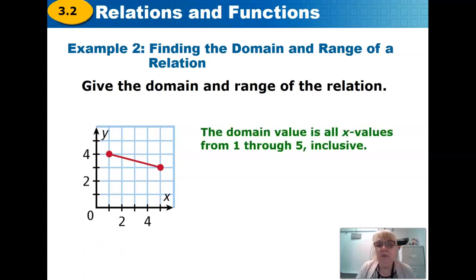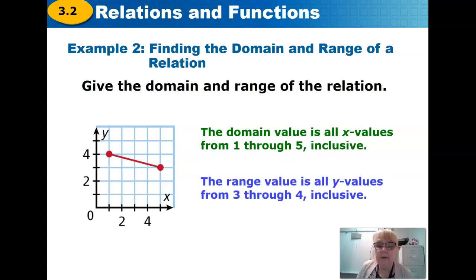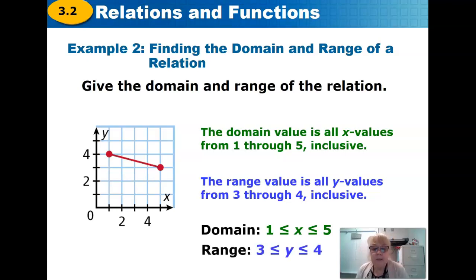Okay, so the domain value, in words, is all x values from 1 through 5 inclusive, meaning including the endpoints. The range value is all y values from 3 through 4 inclusive, again, including the endpoints. But we can also write it as an inequality. So for our domain, we have 1 is less than or equal to x is less than or equal to 5. Notice when we do the range, we're going to use y instead of x because our range is up and down. So 3 is less than or equal to y is less than or equal to 4.